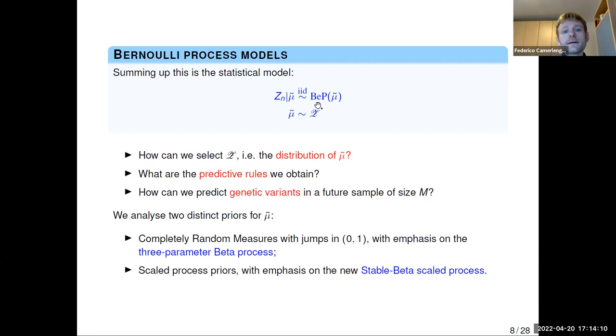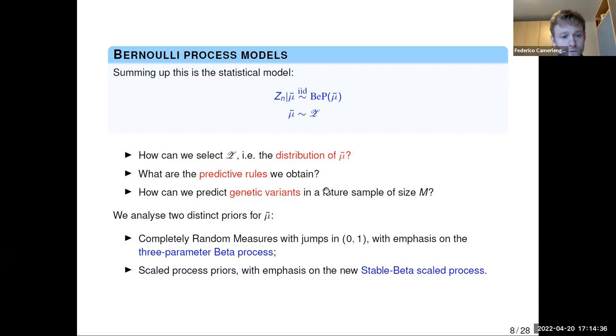First of all, how can we select the distribution of tilde mu? So how can we select Z? What are the predictive rules that we obtain? And finally, how can we predict new genetic variants in a future study, in a future sample of size M? So we would like to address the following issues in this talk.